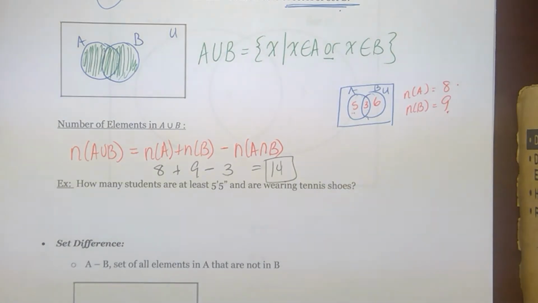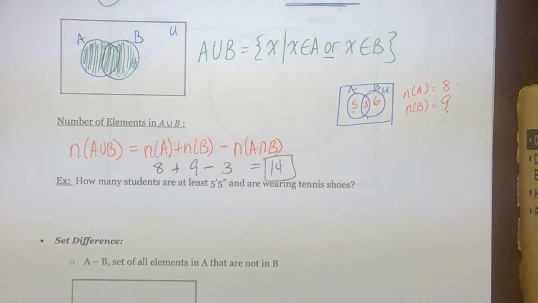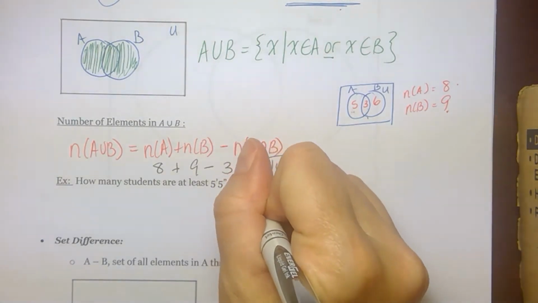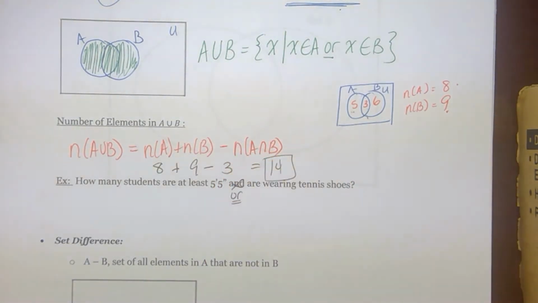All right, this is the example that I typically do in the classroom. I say, all right, how many students are at least 5'5" and wearing tennis shoes? That's an intersection. That's not the question that I needed to ask on that. That would be asking how many are in the intersection. I would need to know, or wearing tennis shoes.